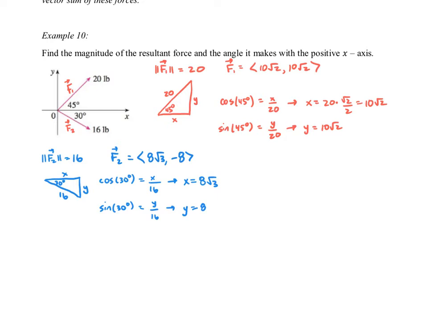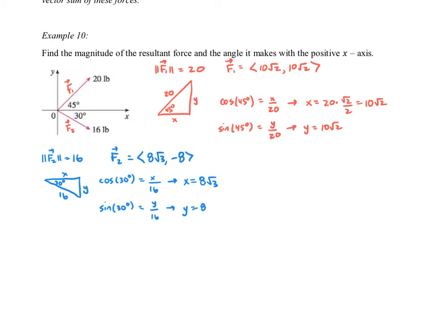All right, so that's what we have so far to work with. We have our two different vectors now in component form. Now, our goal here is we're trying to figure out when these two vectors are working on a particular object, we want to know what is the resultant force, the magnitude of that, as well as the angle it makes with the positive axis.